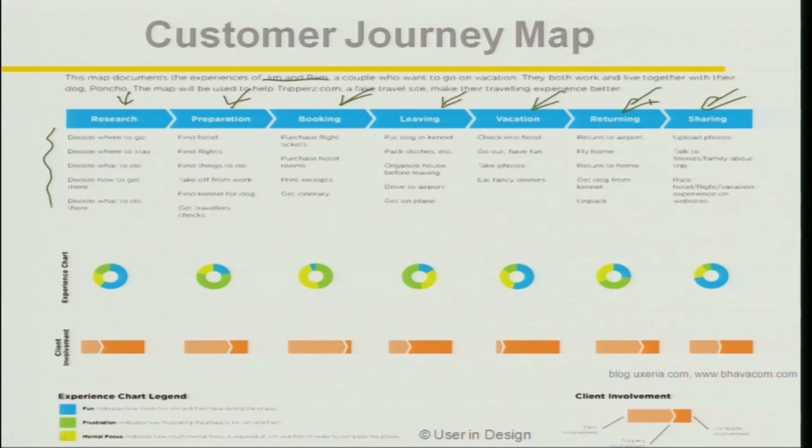So under research, what happens? They decide where to go, where to stay, how to get there, what to do over there. Preparation is find a hotel, find flights, etc. Take time off from work, get traveler's check. Booking is purchase the flight, get the itinerary. Leaving is putting the dog in the kennel. Remember, they have a dog.